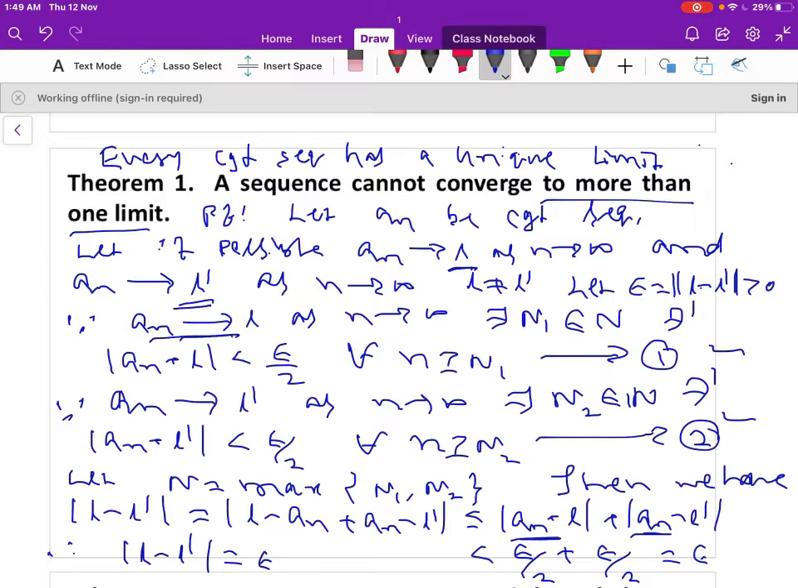Which is a contradiction. This contradiction arises from our assumption, so the limit of a convergent sequence is unique. This contradicts the fact that the limit of a convergent sequence is always a unique limit.